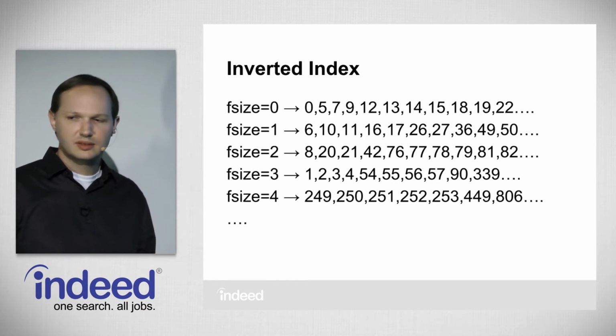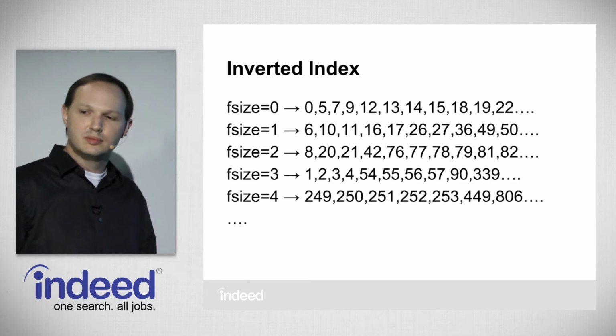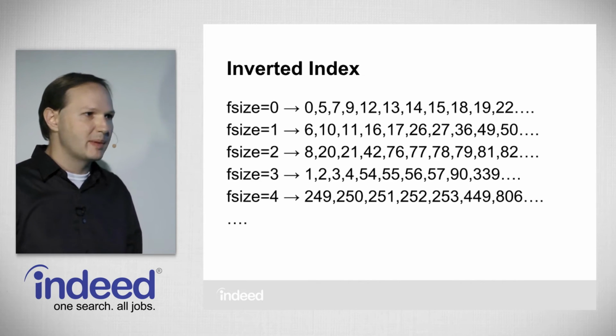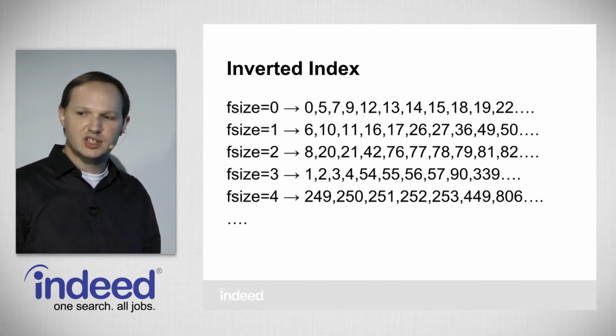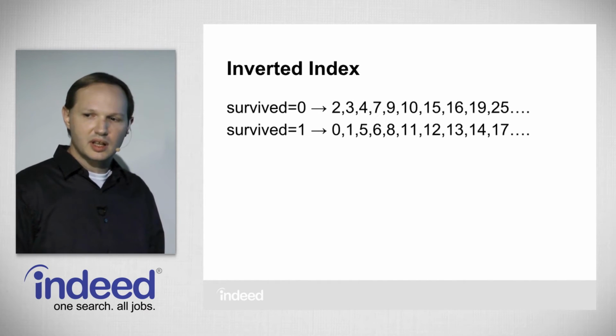Family size. You can see now that the documents are more jumbled, but we still have every passenger represented by what the size of their family is. Gender, and whether they survived or not.